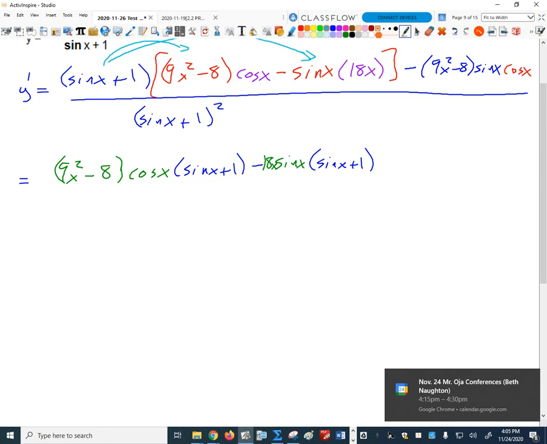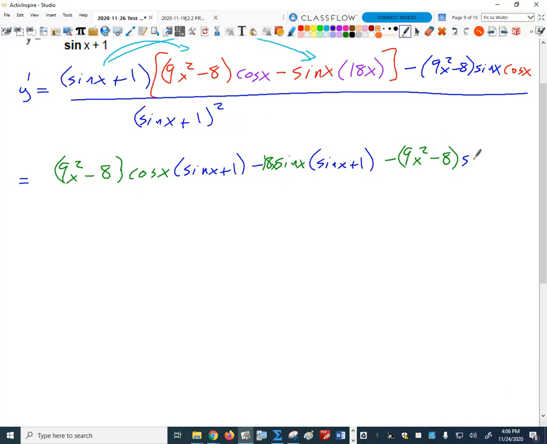And then over here we've got minus the quantity 9x squared minus 8 times sine x cosine x, all over my denominator.